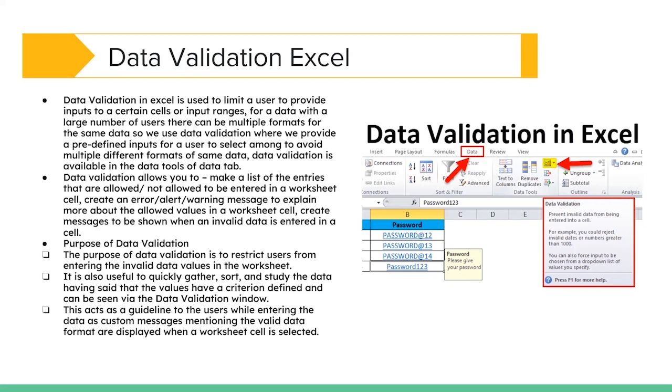Okay, this is why data validation is used. We will now see how we can implement this in Excel. So you see here, when cell B5 is selected, it shows "Password. Please give your password." Okay, so we will do this. And for data validation, we go to Data and then Data Validation.